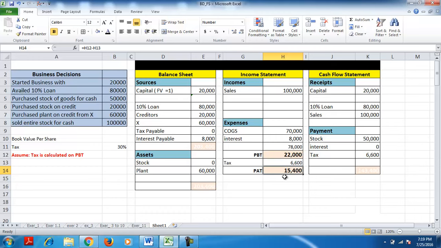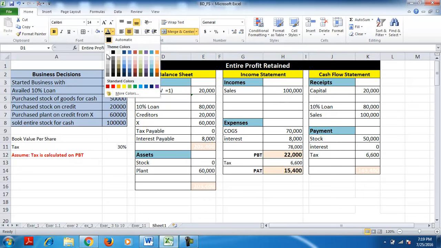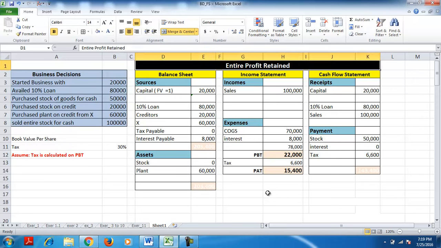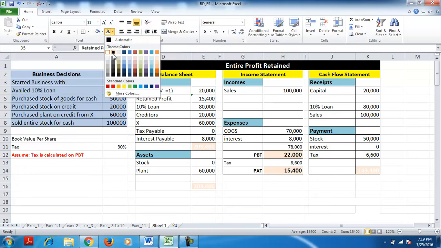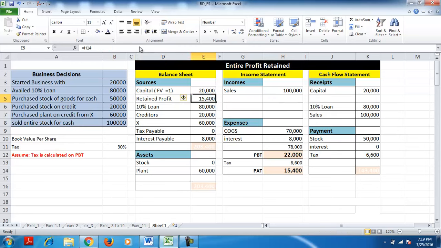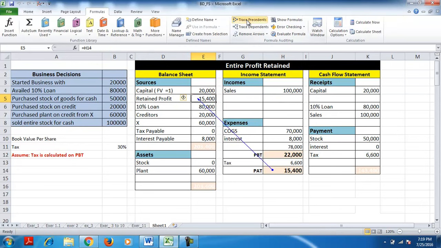If no information is given about PAT, we can make an assumption that the entire PAT is retained. The management can decide to distribute the profit or retain the profit. If it is retained, then it becomes a source. Profit is a profit earned during the period. The retained profit is a profit not distributed but retained in the business. So it becomes a source.